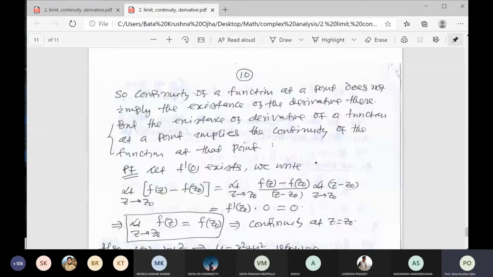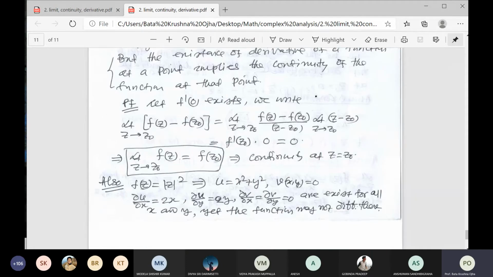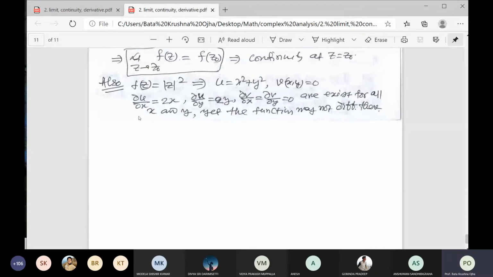Here, what I wrote earlier needs another formula, and I explained it wrongly in advance. So forget about this. Next, I will go to the next chapter, that is, the CR equations. When you go to the CR equations, you can prove that f(z) equal to mod z square is not differentiable at any other points, only differentiable at the origin.